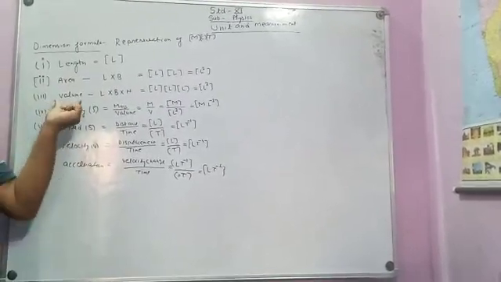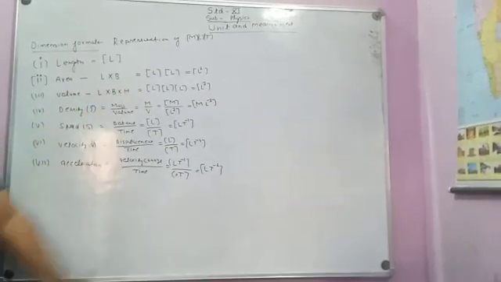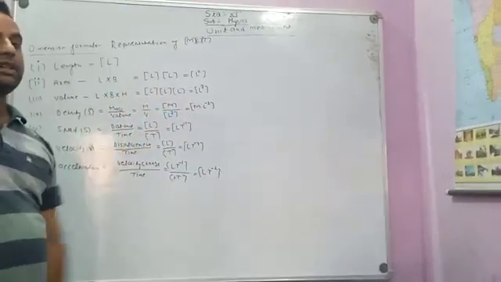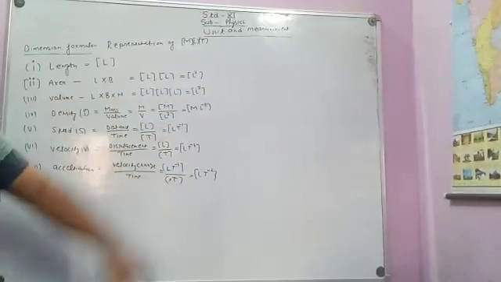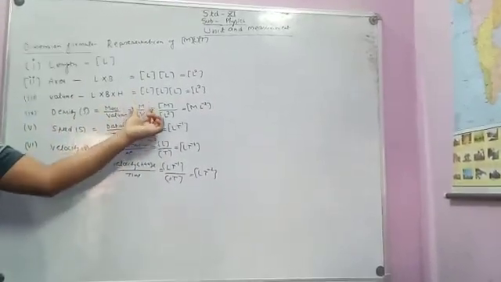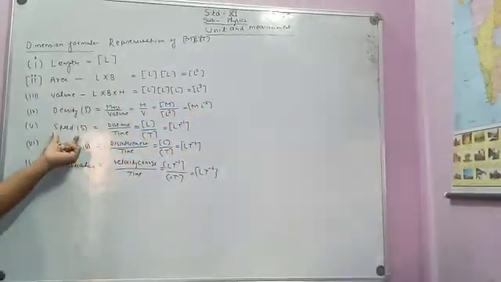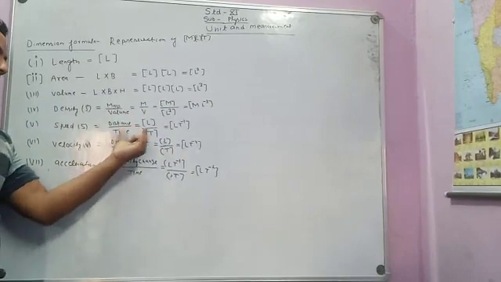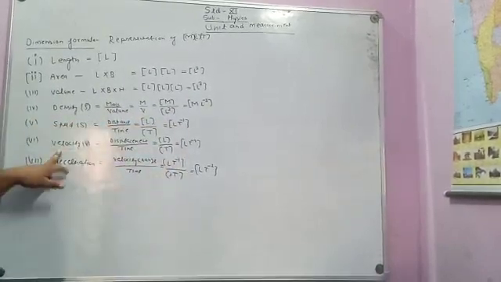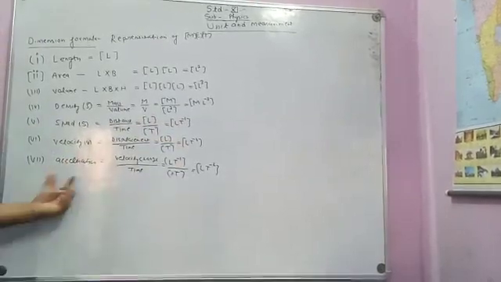After that, we take the volume: length, width and height. Length is measured in L, width in L, and height also in L. So this is L cube. Density is equal to mass divided by volume, M by L cube, M L to the power minus 3. What is speed? Distance upon time. Distance is measured in length divided by T, L T inverse. What is velocity? Displacement upon time, L by T, L T inverse. And what is the acceleration?